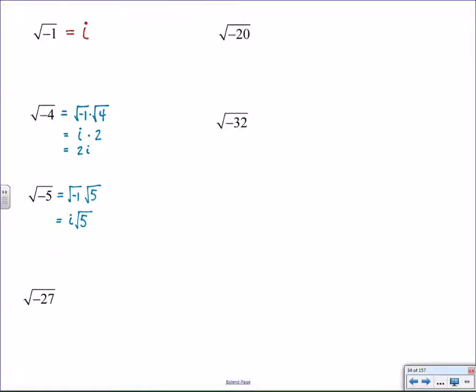So just a couple more examples to illustrate. -27 is really the product of -1, 9, and 3. The -1 becomes i, the 9 becomes 3, and the square root of 3, I don't know, so I leave it as square root of 3.